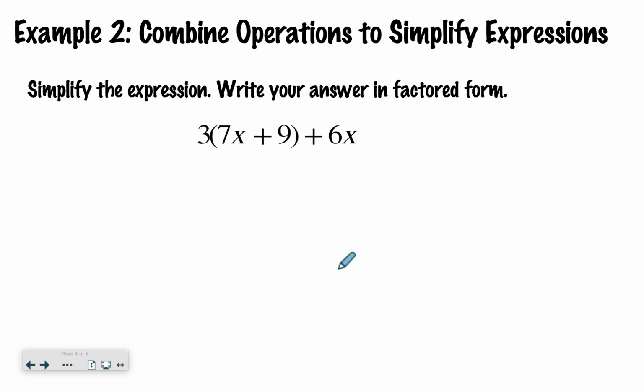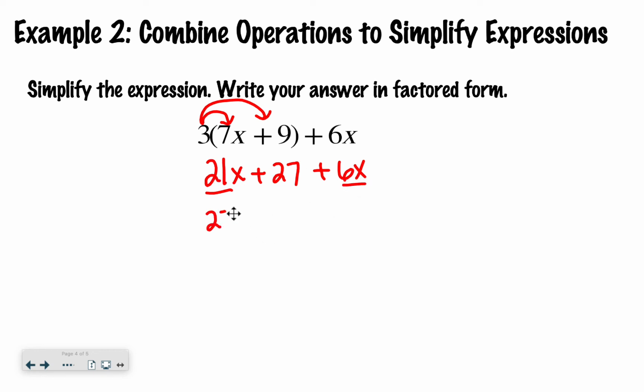Now, I'm just going to show you another example because this whole video is just doing the same concept, okay? So I'm going to start by distributing. Okay, so 3 times 7 gives me that 21x. 3 times a positive 9 is positive 27. Then I still have a plus 6x. I see I have an x and an x. So 21x plus 6x is 27x plus 27.